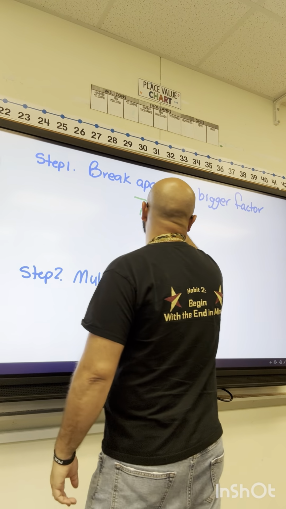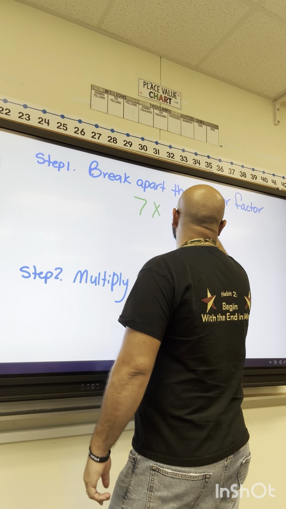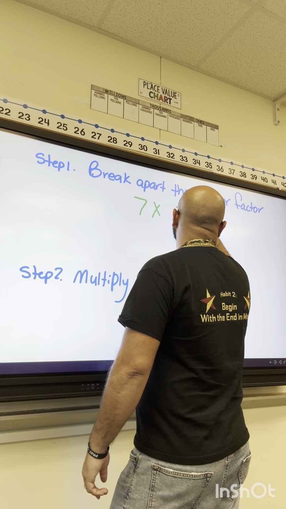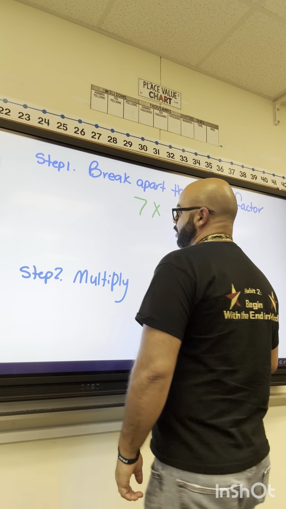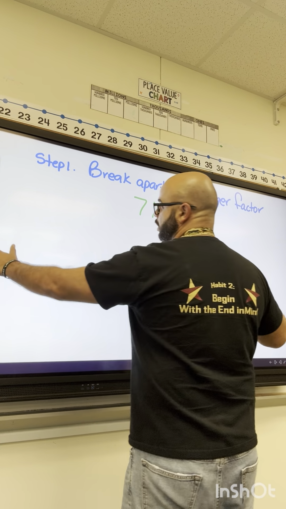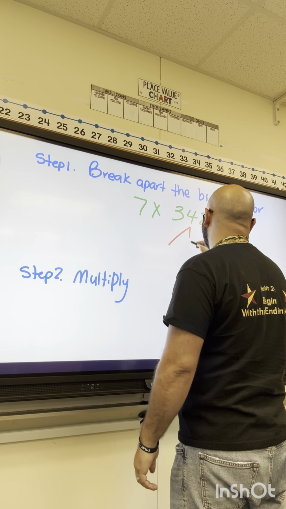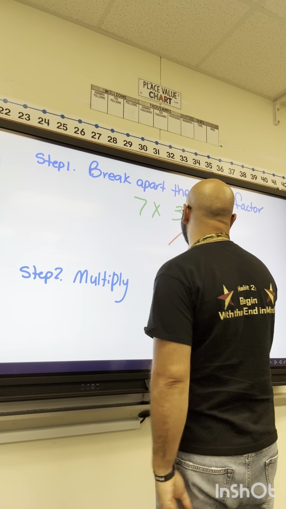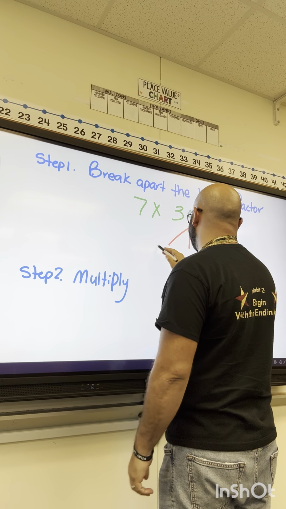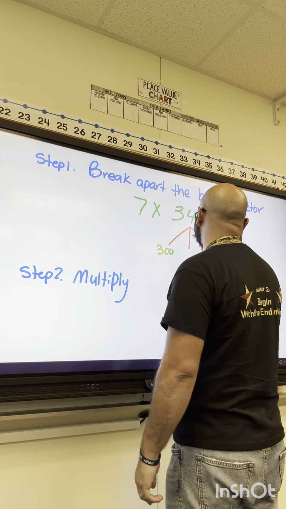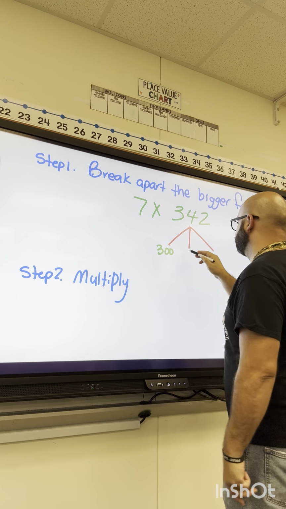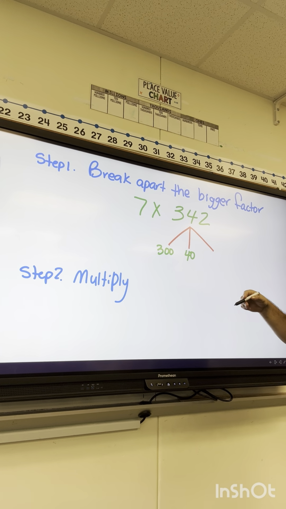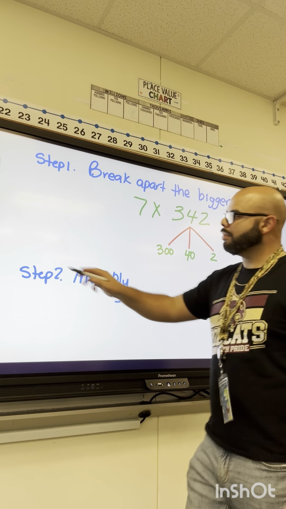7 times 342. Okay, so again, we're going to break this number into 3 parts now. Not 2, 3. Aiden, you see that the 3 is in the hundreds place, so what's the value? 300. Catherine, what's the value of that 4 in the tens place? 40. And Orion, what's the value of that 2 in the ones place? 2.